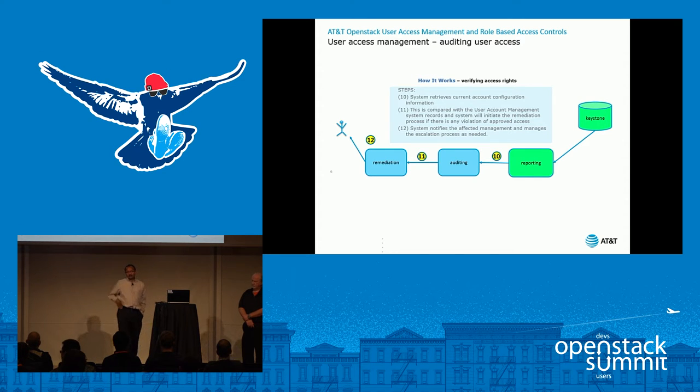So that remediation action will be taken if there are unauthorized users. Specifically, it requests their managers to approve granting the privileges or to revoke their privileges, so that their access will be taken out. That's actually what we call an auditing process.